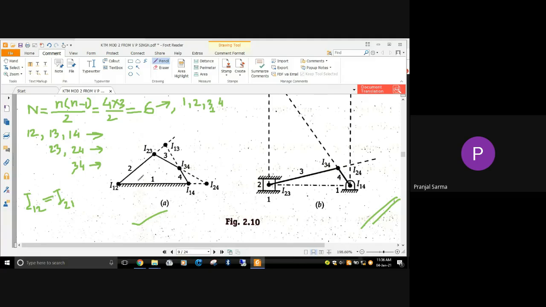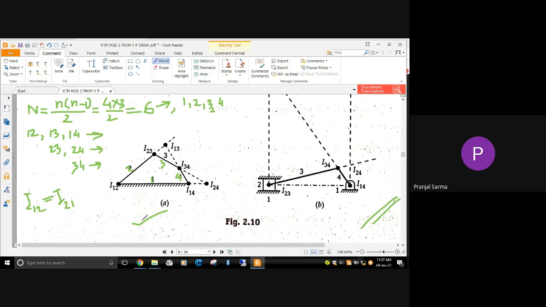Now if you look at this particular figure, the darker sides show the 4-bar mechanism. We have numbered the links: link 1 is fixed, link 2, this is link 3, and this one is link 4. Right now we are just showing how to locate the centers for a particular 4-bar mechanism, and later on we can utilize this knowledge. The same thing can be extended to any kind of 4-bar mechanism.